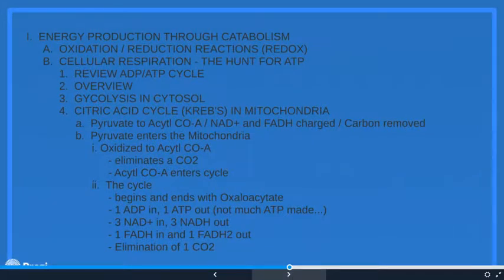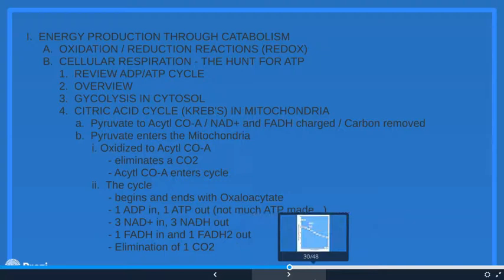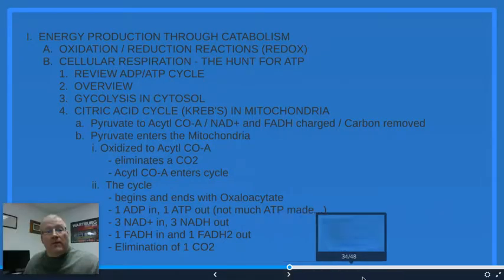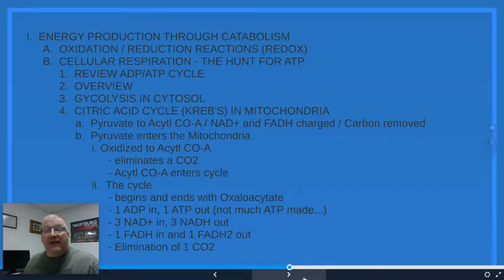So what do we get from the Krebs cycle, the citric acid cycle? What we get here now is we do get one ATP out of the deal, but we get 3 NADs reduced, so 3 NADH. We get 1 FAD reduced to FADH2, and every turn of that cycle eliminates a carbon dioxide for us. The Krebs cycle.